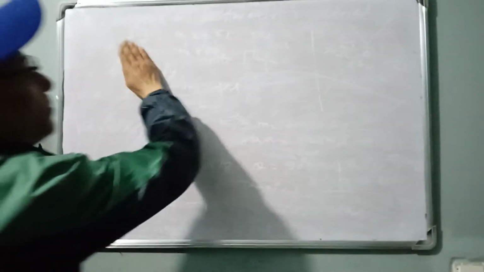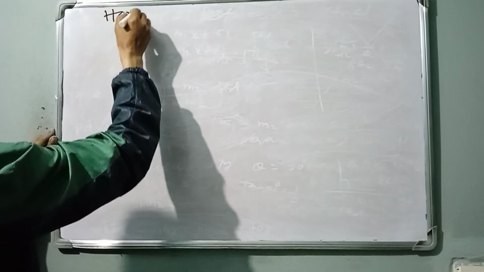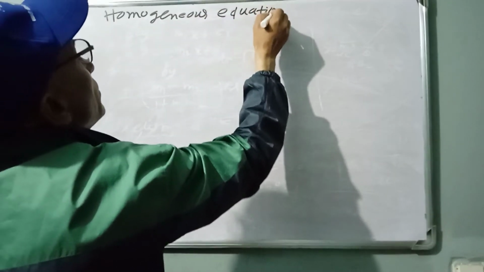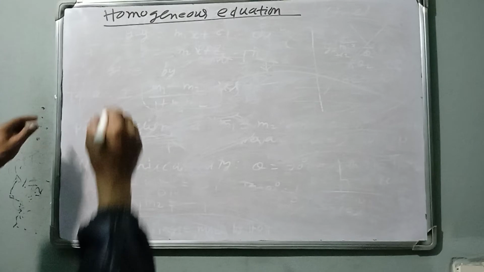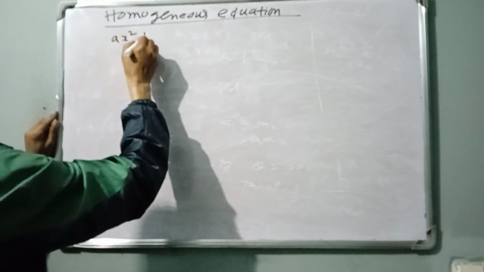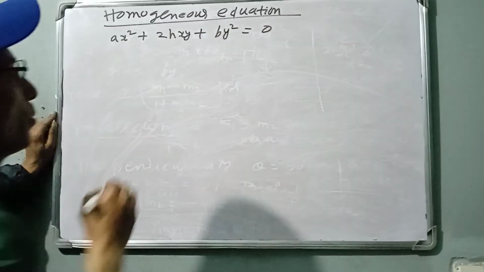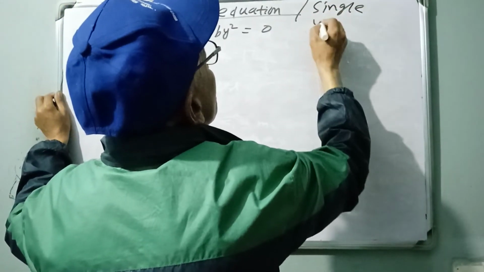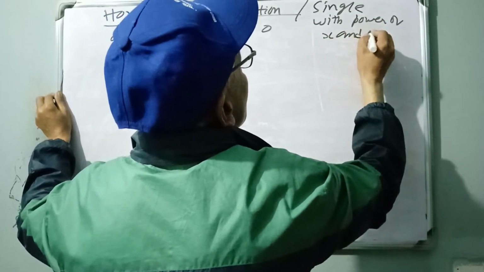And last for today is the homogeneous equation. Homogeneous equation, the equation in the square form: ax square plus twice hxy plus by square equals 0 is the homogeneous equation. Homogeneous means single, with power of x and y being 2.